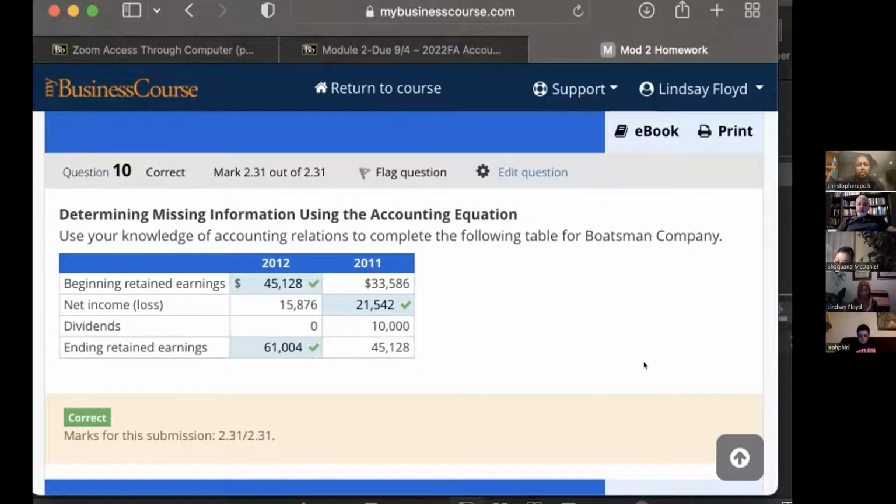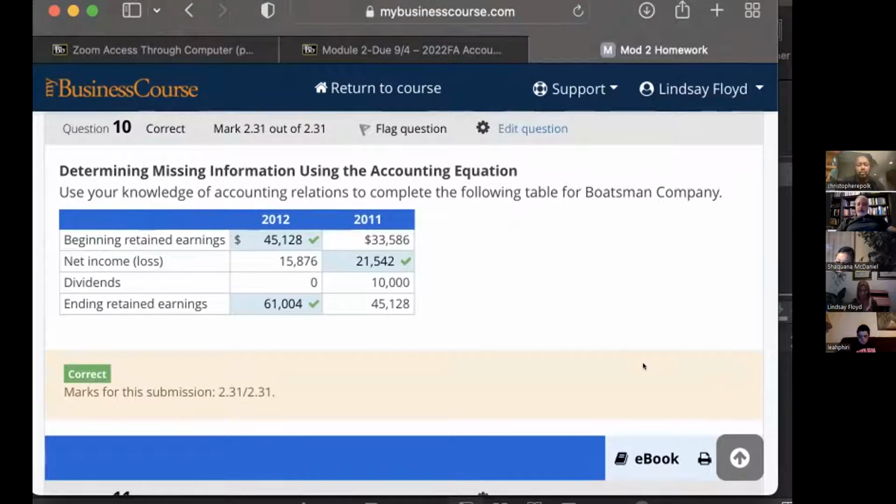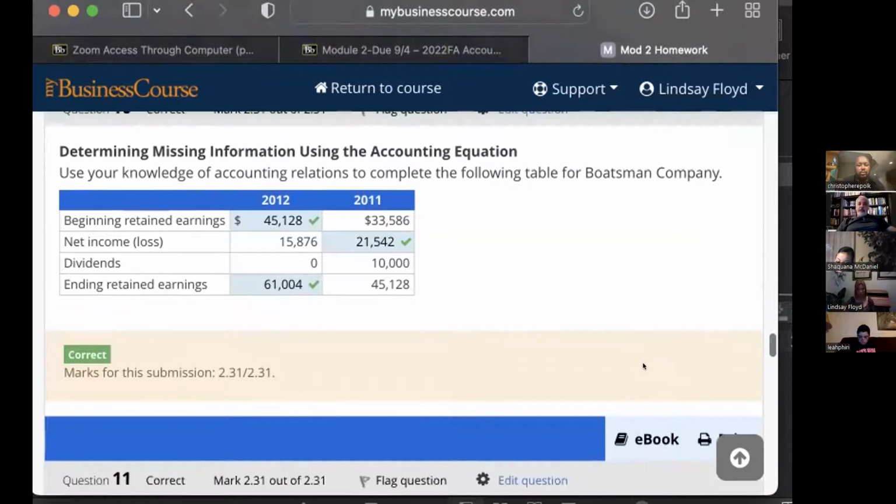Yeah. And then you say, well, I've got my formula. I'm going to take my 45,128. I'm going to add my net income. I'm going to subtract my net loss. I'm going to subtract my dividends or net loss if there was one, and end up with ending retained earnings. In this case, you got $61,000. 45 plus 15,8 minus 0 equals my ending retained earnings.